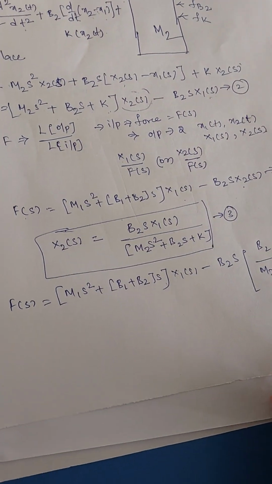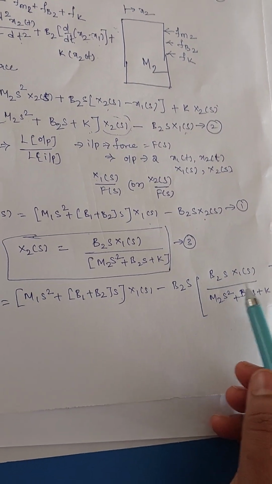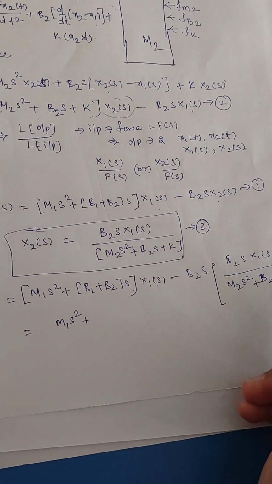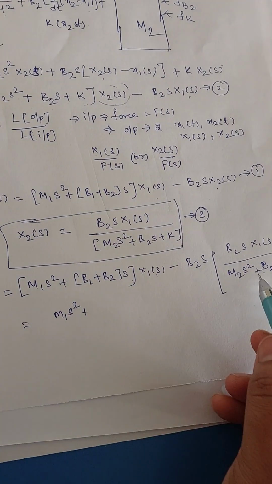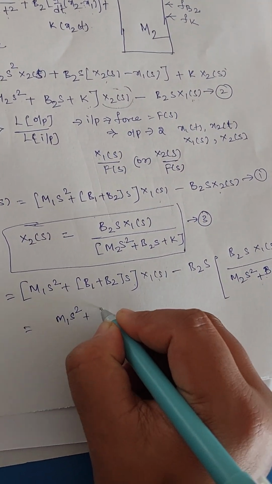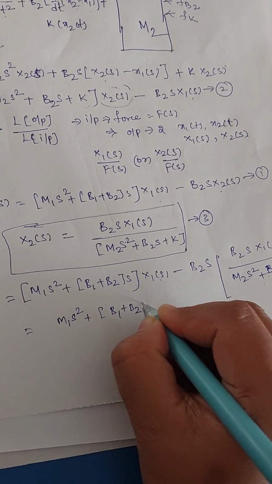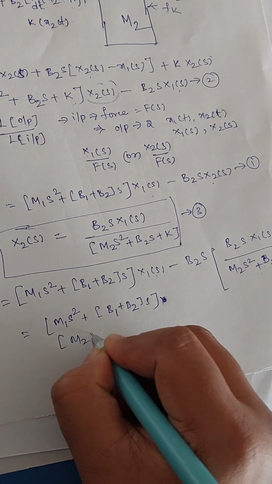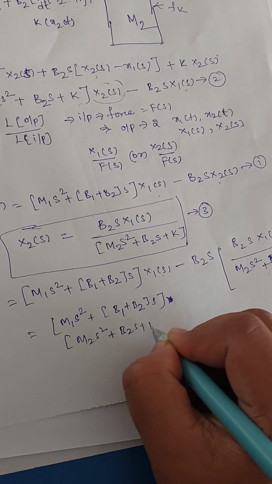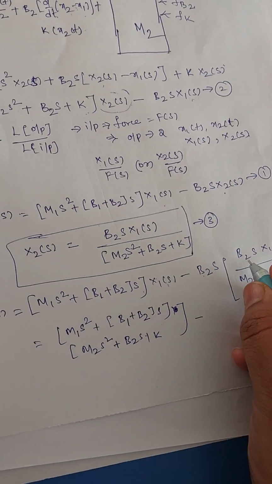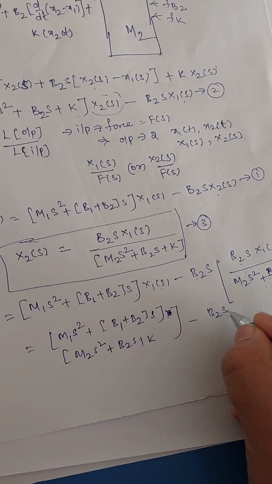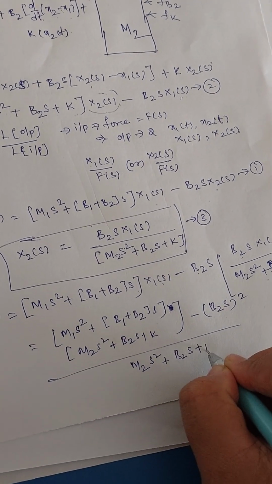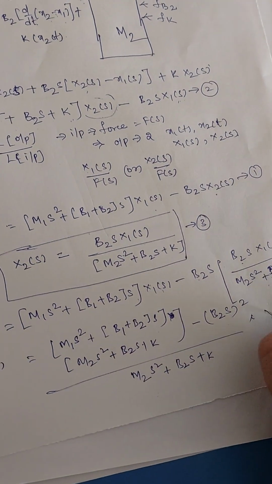In these two terms x1 of s is common, so we are going to take x1 of s common from both the elements. We can write it as m1 s square plus b1 plus b2 s. While taking x1 of s common, this is dividing here, and when we take the LCM it is going to multiply with this term. So next here this has m2 s square plus b2 s plus k, minus b2 s and b2 s got multiplied, and we have b2 s whole square divided by m2 s square plus b2 s plus k. This is f of s into x1 of s.